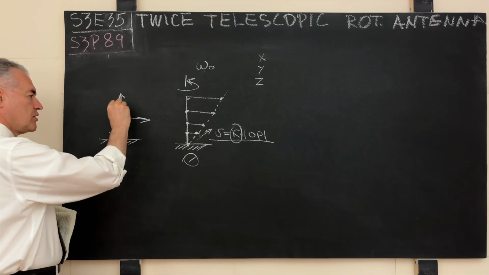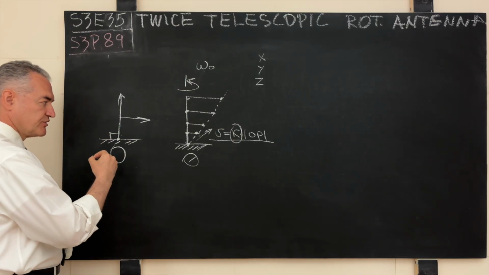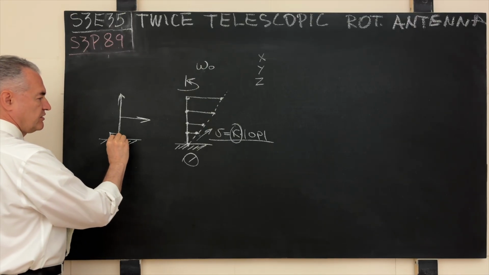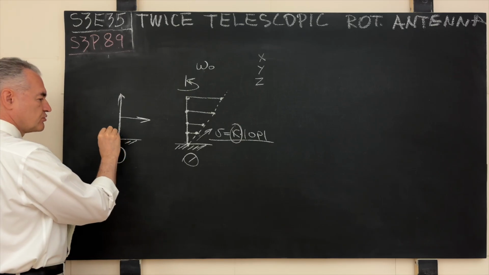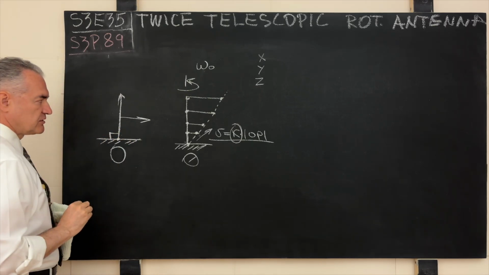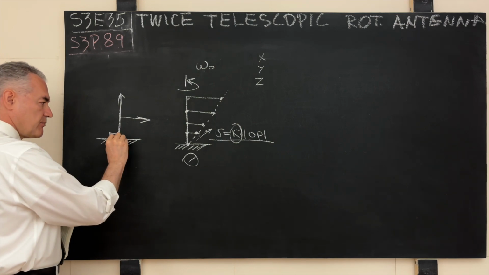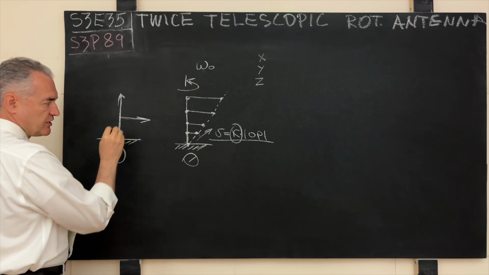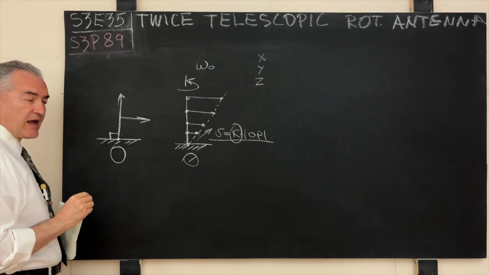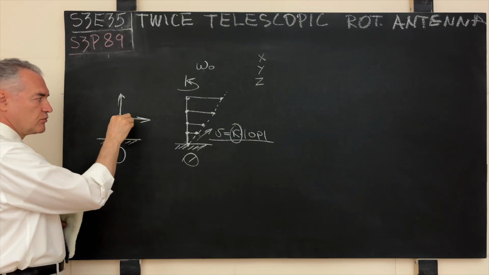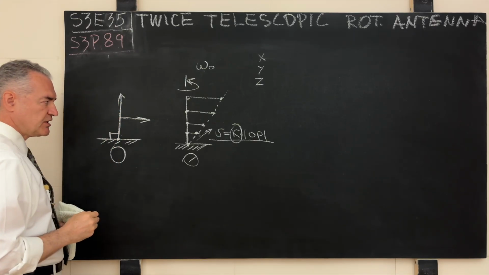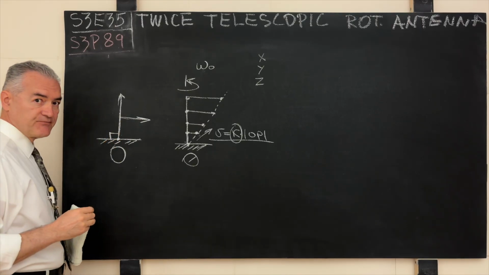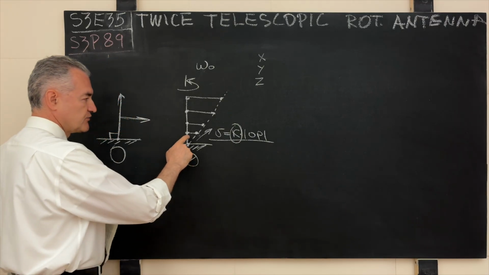The vertical arm of our antenna telescopes out along the proverbial z-axis in the upward direction, perpendicularly to the ground level, let's say. And as that telescopic motion is taking place, the horizontal arm of that antenna is also telescoping out and away from the vertical arm of our antenna, and that telescoping of both arms in mutually perpendicular directions unfolds as follows.